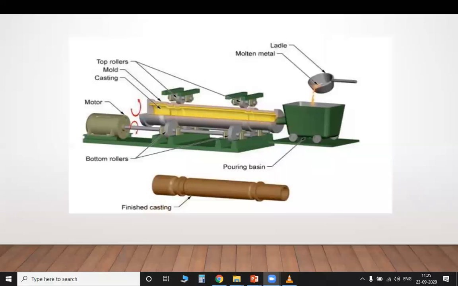The second thing is that the mold rotates, so some pressure is applied with the help of the bottom rollers as well as the top rollers. It must not move in any direction, and the mold cannot open or become loose. It must not be flexible; it will be tight. The pouring basin carries the molten metal, so when the mold is rotating, the molten metal is carried over to the mold.